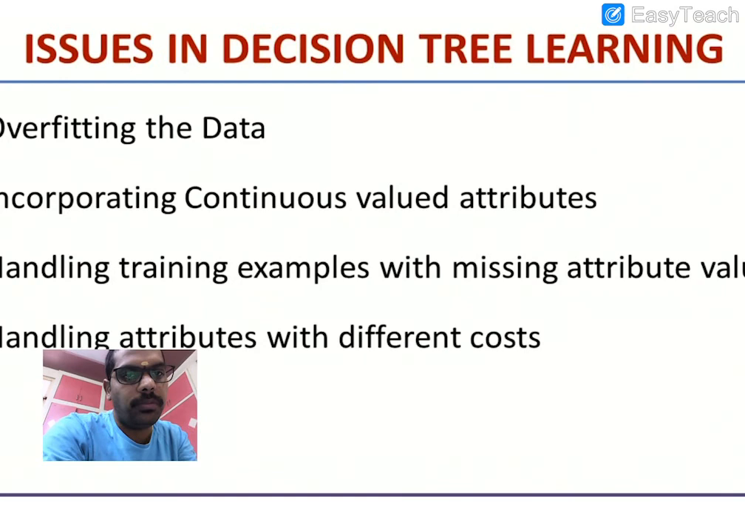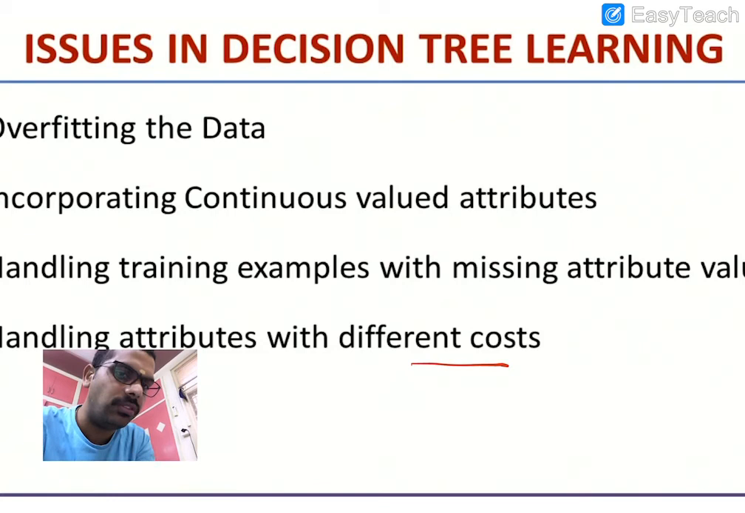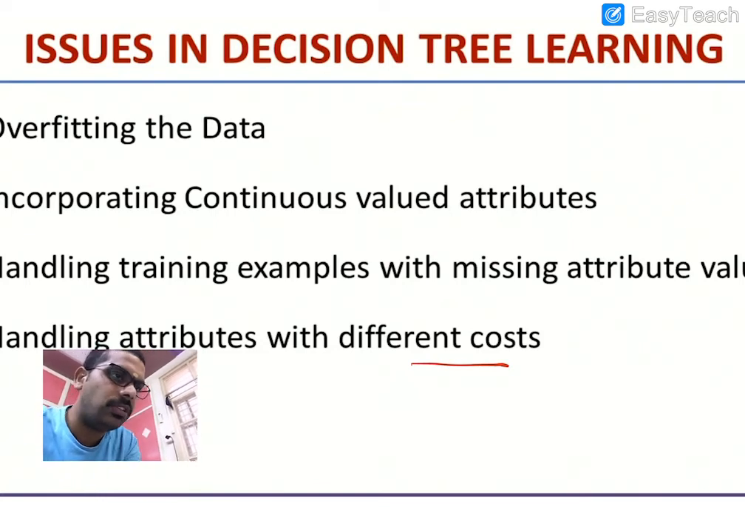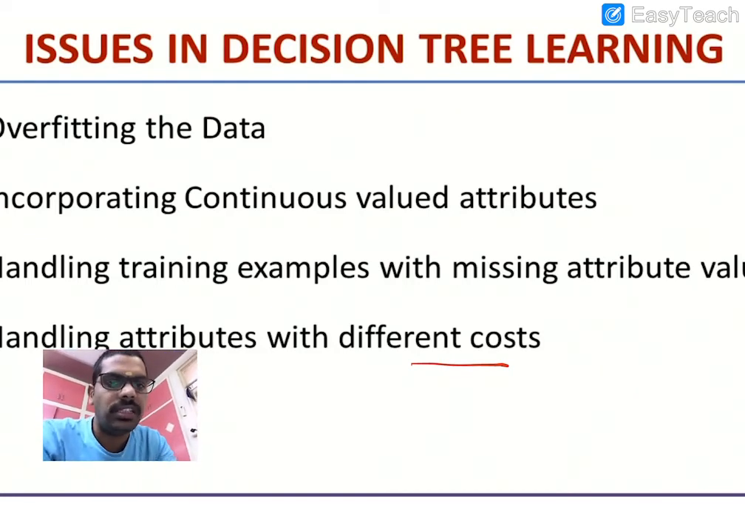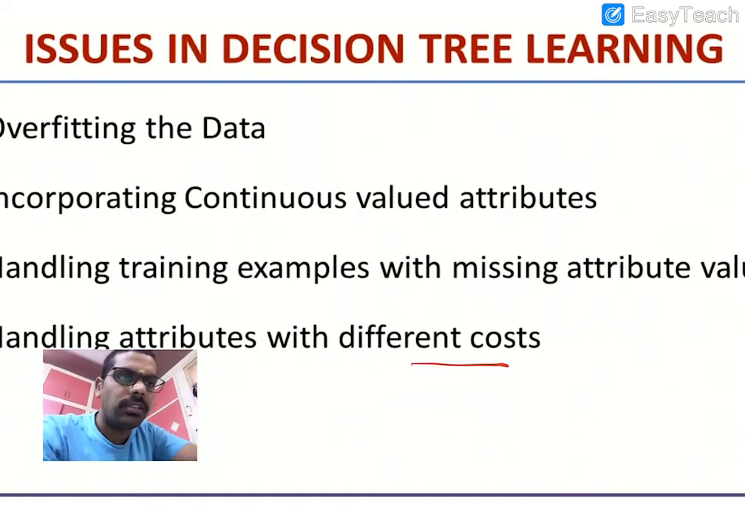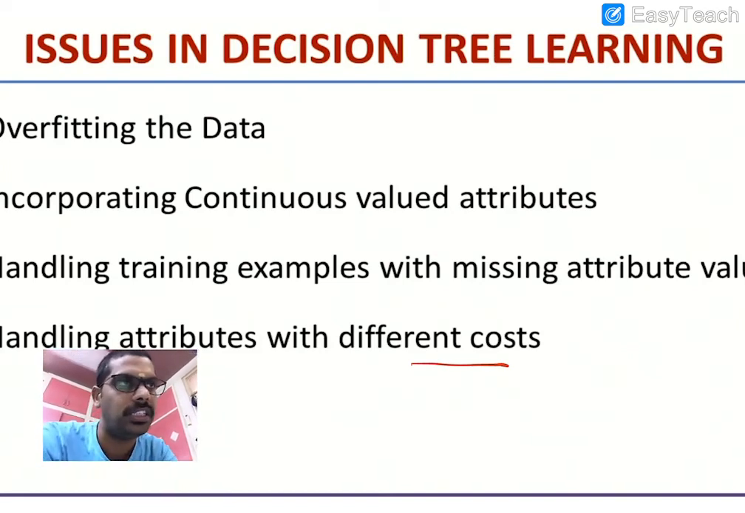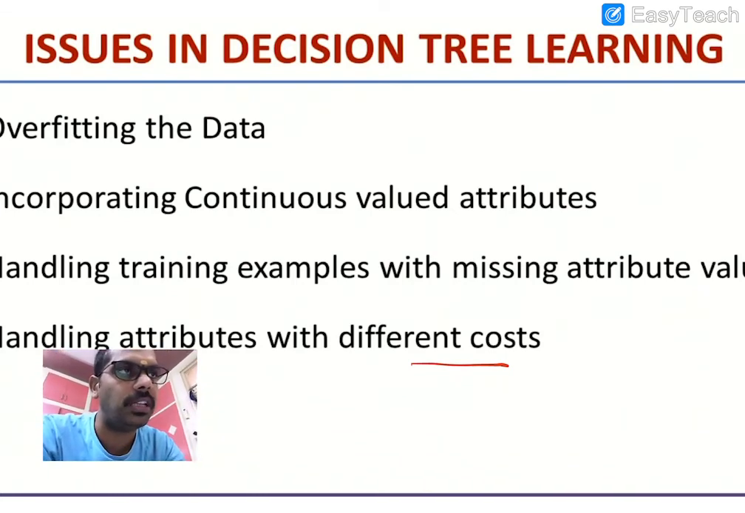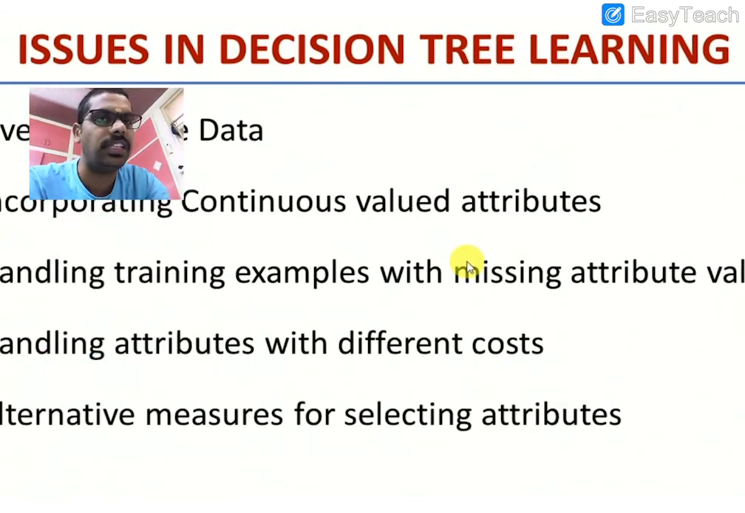And one more is handling attributes with different costs. Generally, whenever we construct the tree, all the attributes are at the same level, but in some cases we need to consider some attributes at higher priority and some at lower priority. That is a different cost. This is also one of the problems we face for constructing a decision tree: which attributes to consider with higher priority and which with lower priority.